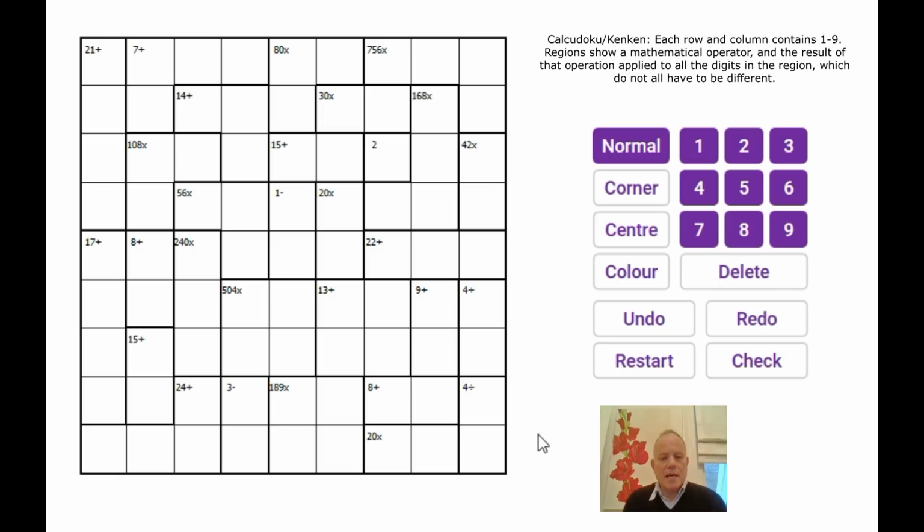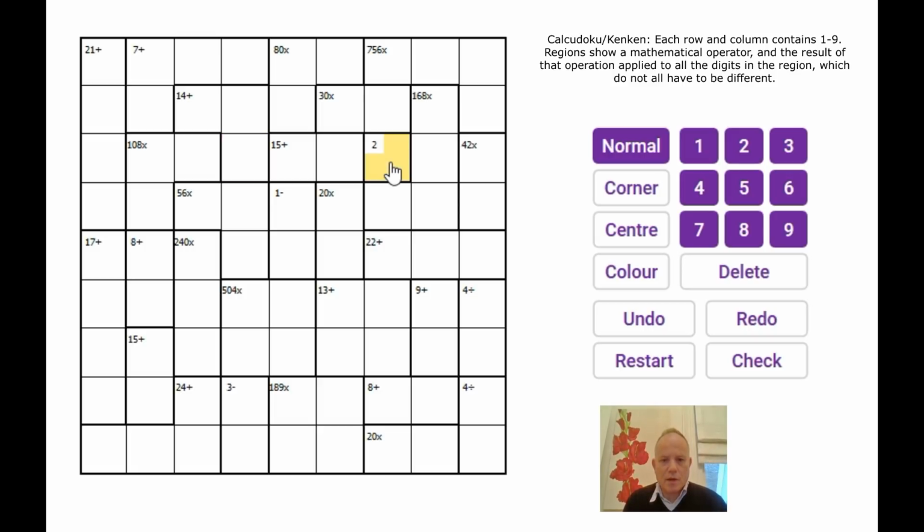But anyway, as I say, the rows and columns have to have each of 1 to 9 in. However, within a shape, you could have a repeated number. So this one could be 4 there, and 6 there to add up to 14. So be aware, it's not quite like Killer Sudoku in that you can have repeated numbers. Okay, so on with the solving.